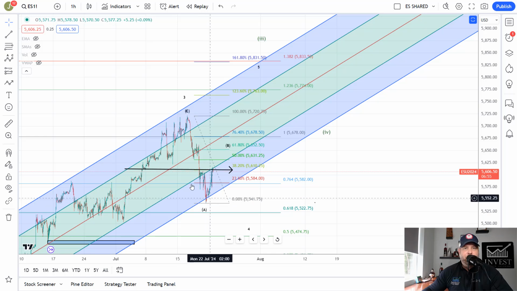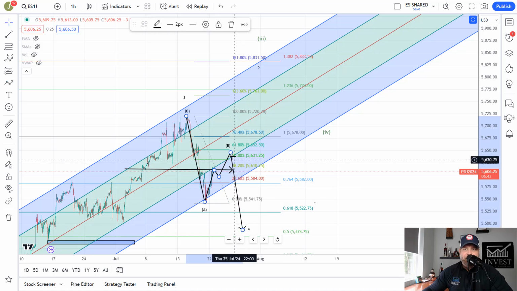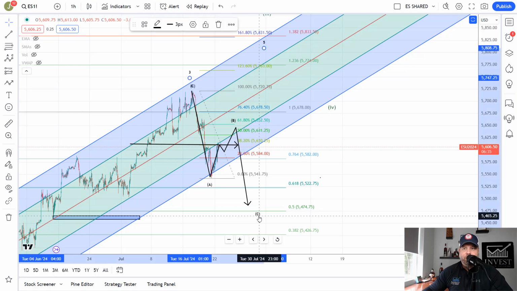and we would look for this to be the bottom of the pullback. So the two paths, again, this would be our A leg. We'd have a B wave up here into that 5630 to 50 area. Then we'd look for a C wave, and pretty strong selling really here. We would look for pretty straight down selling into that 54.75 area. And that would complete this larger wave 4. And this would be potentially a wave 4 of 3.